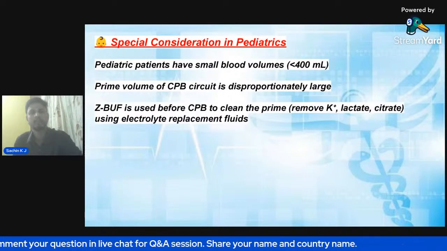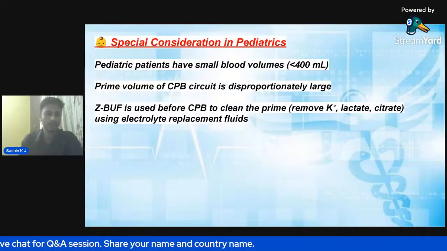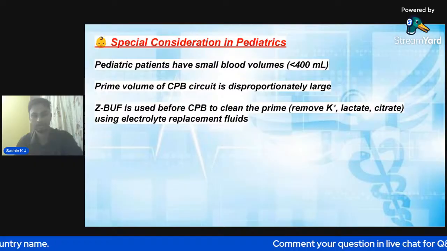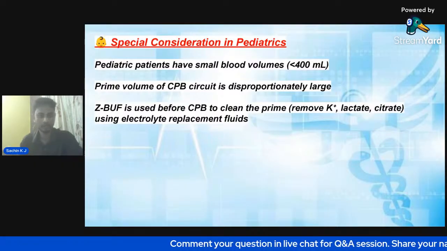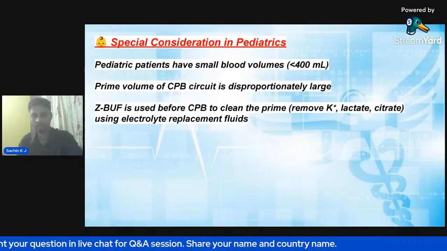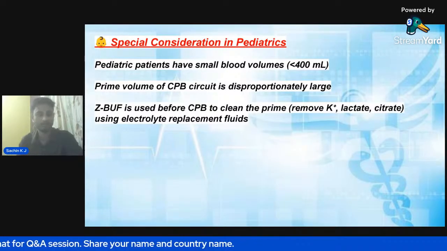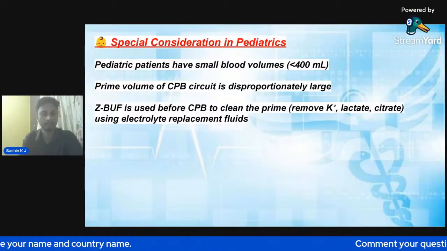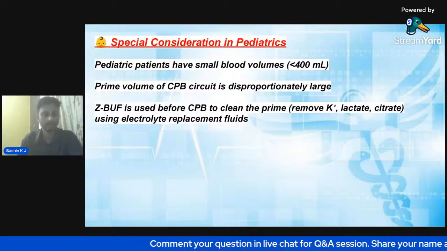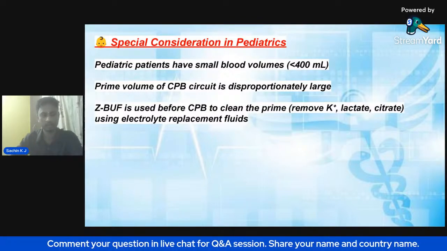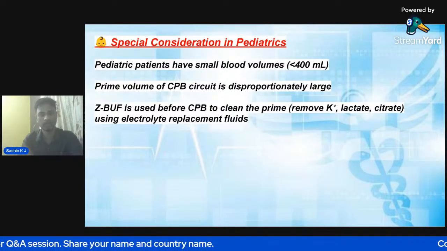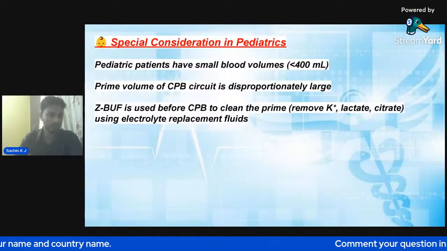Special consideration in pediatrics. Pediatric patients have small blood volume, less than 400 ml. Prime volume of the CPB circuit is disproportionately large. ZBUF is used before CPB to clean the prime, like removing potassium, lactate, citrate using electrolyte replacement fluids. Means pre-bypass ZBUF is very useful, like on some 300 ml, 150 ml PC we are adding in the CPB pediatric circuit. Pre-bypass ZBUF will remove potassium, lactate and citrate. It is very useful for pediatric patients.